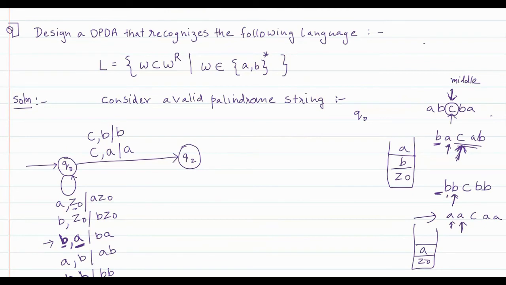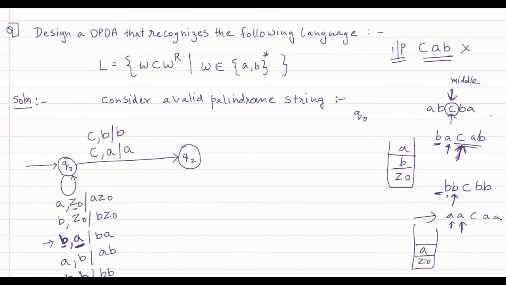For example, suppose the string given as input is CAB. You know that C happens to be the middle marker character, but in this case the input string itself is CAB. Actually this is a wrong string, but if such wrong strings are given, then these strings have to be rejected, correct? So for this kind of string also, let's see what happens.